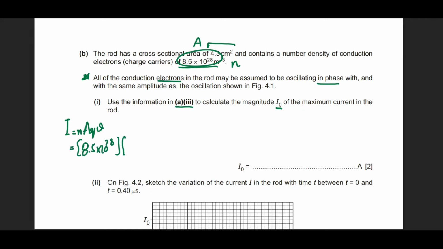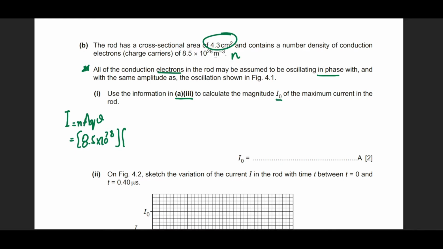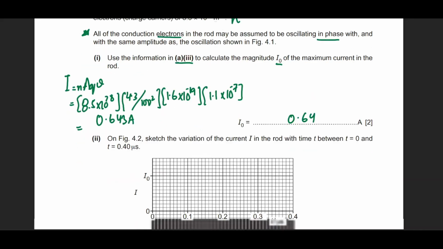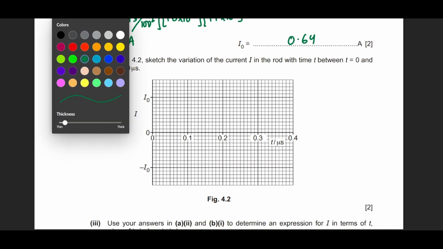What is the cross-sectional area? That is 4.3 centimeter square. So it has to be converted into meter square. So this will be 4.3 divided by 100 square, into 1.6 into 10 raised to the minus 19. V is the velocity which was previously found as 1.1 power minus 7. So when you multiply all of these numbers together, you will get 0.643 amperes, which will be 0.64 amperes over here, right? Moving on, this is where the troubles begin.